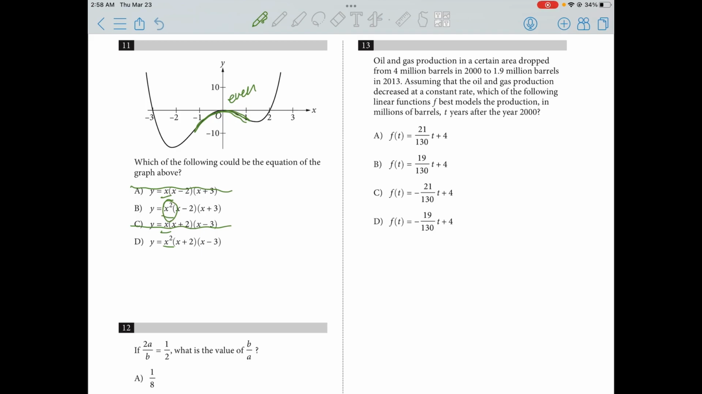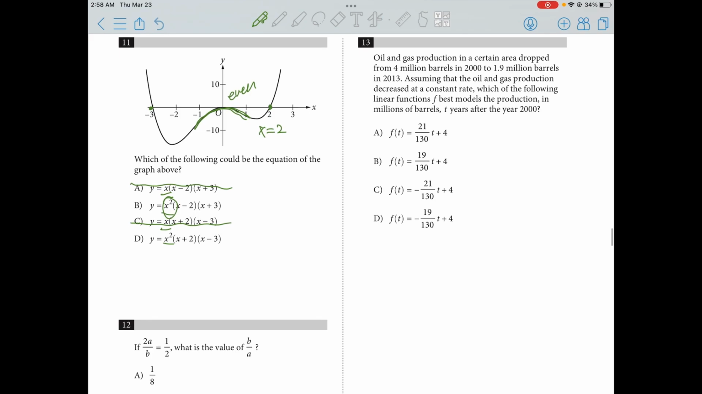So now let's see which one these are. So we know that right here x equals 2 and right here x equals negative 3. And when they're in the equation form, they're always the opposite. So it'd be like this. Which one would that be? That'd be choice B.